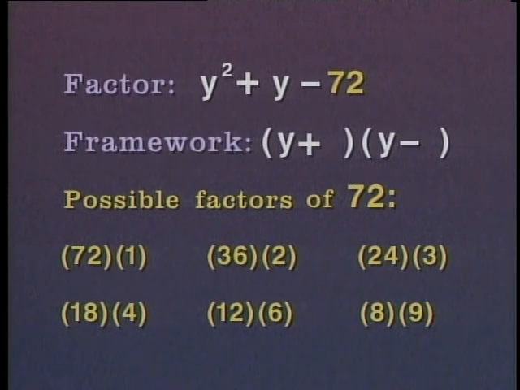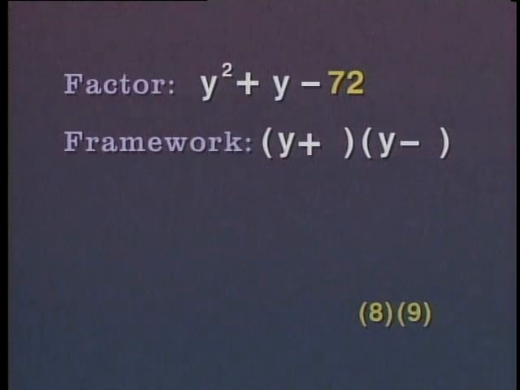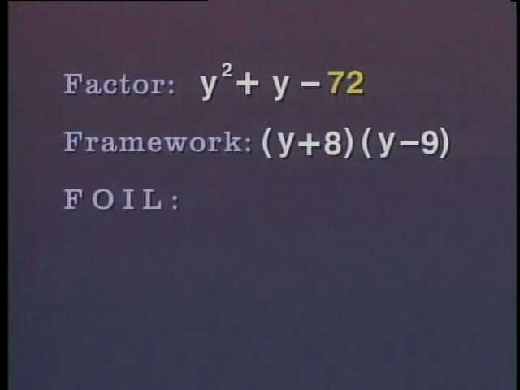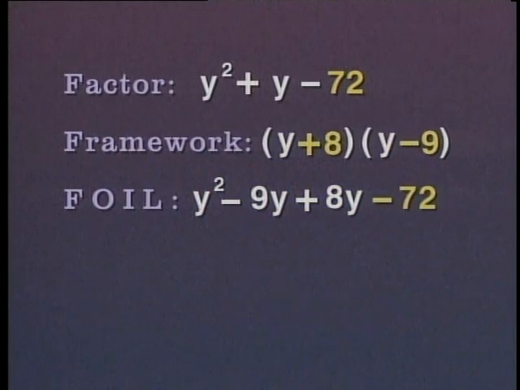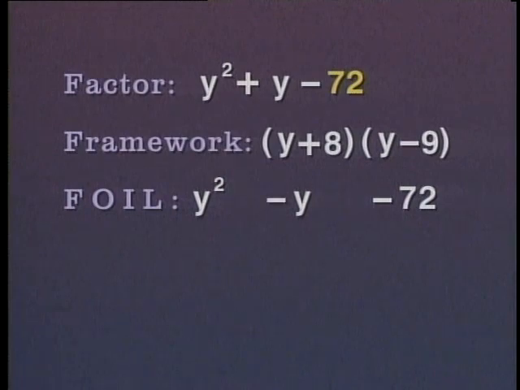Now, at this point, we should just go ahead and try combinations of factors and see if they work when we multiply using FOIL. Let's try it this way: y plus 8 times y minus 9. Using FOIL, this gives us y squared minus 9y plus 8y minus 72. Combining the two middle terms leaves us with y squared minus y minus 72.